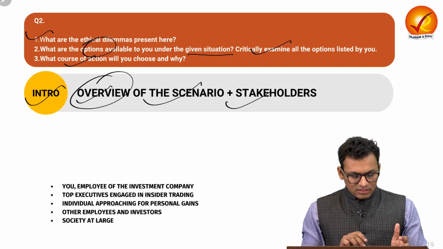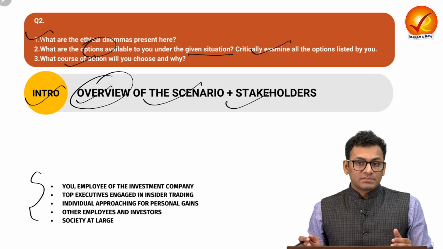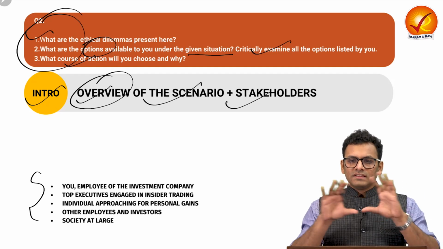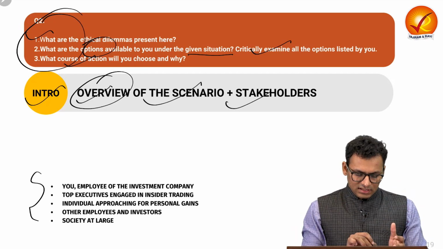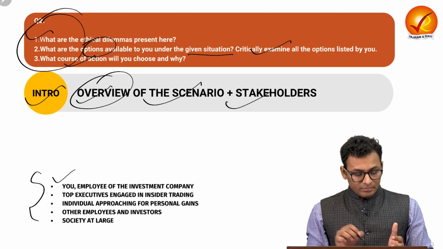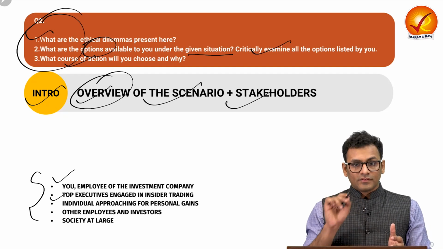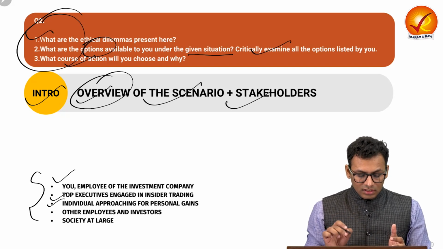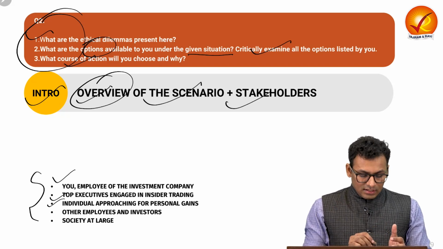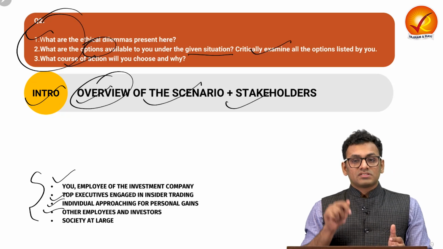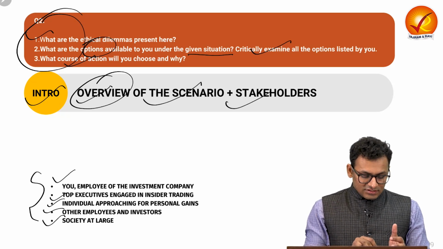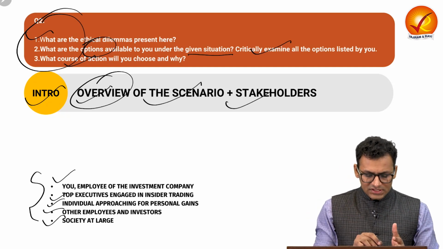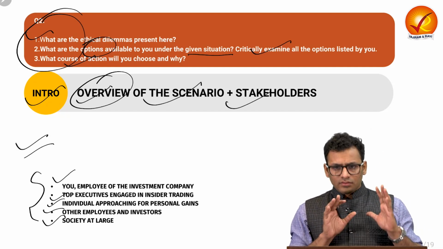You can also write the stakeholders, as they are not explicitly mentioned in the question. You can just give a brief idea through a mind map. Stakeholders as in you, the employee of the investment company, the top executives of your company as well as other companies engaged in insider trading, and the individual approaching for personal gain. The next are the other employees and investors of your organization, and society at large, and how exactly it impacts the entire society. So that's it for the introduction of question number 2.